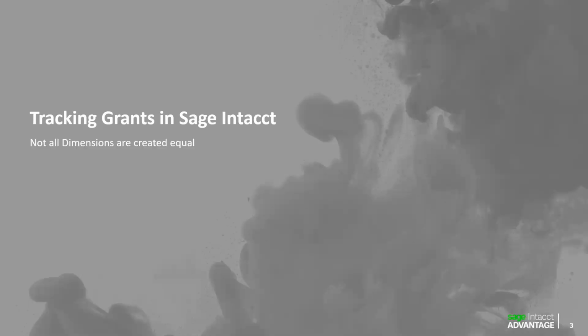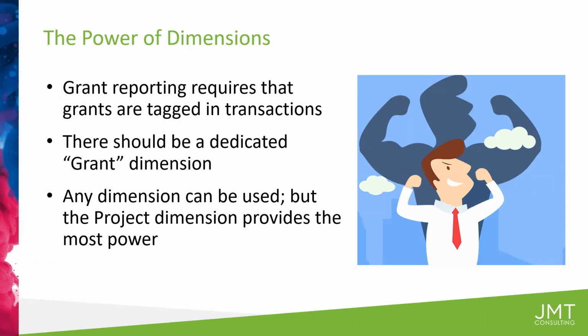Okay, so tracking grants in Sage. Tracking a grant in Sage Intacct is done by using a dimension. If any of you are using Intacct, you know that Intacct is a table-driven chart of accounts, and it's made up of multiple dimensions. The dimensions that come standard can be renamed and retooled to work for your organization, and you can add additional ones. What you'd want to make sure is that you have a dimension that's dedicated to grants. So it would have the value for each grant that you administer within your org.